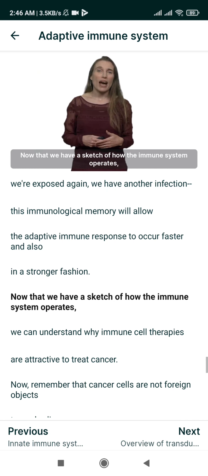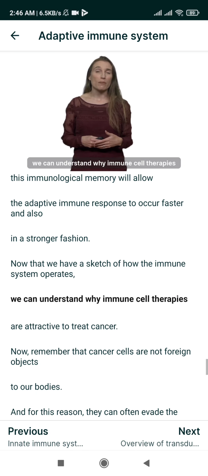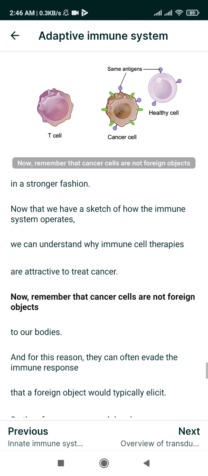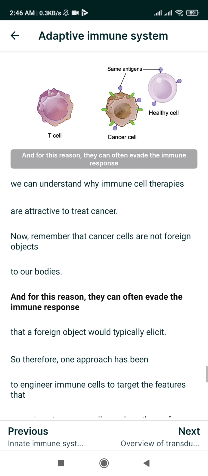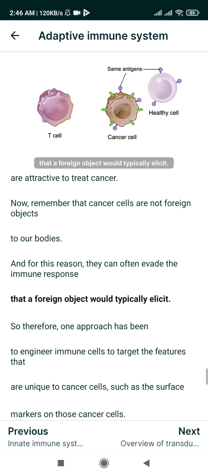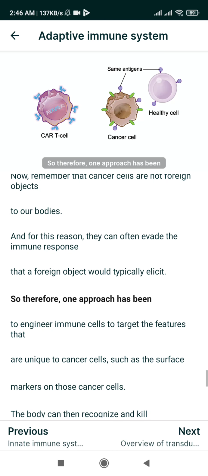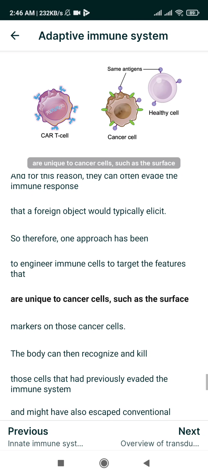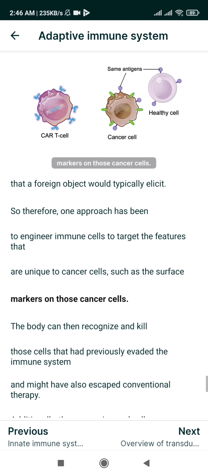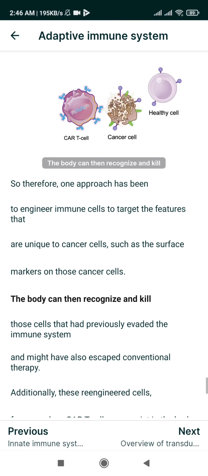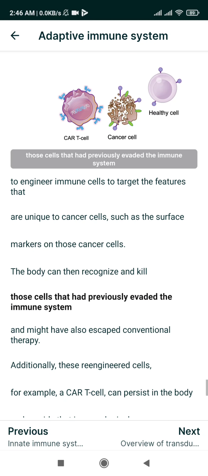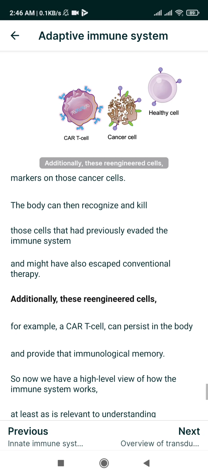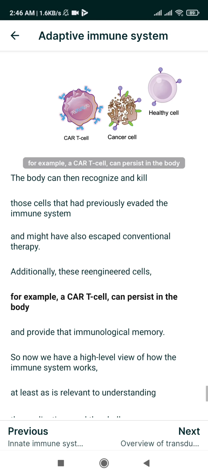Now that we have a sketch of how the immune system operates, we can understand why immune cell therapies are attractive to treat cancer. Now remember that cancer cells are not foreign objects to our bodies, and for this reason they can often evade the immune response that a foreign object would typically elicit. So therefore, one approach has been to engineer immune cells to target the features that are unique to cancer cells, such as the surface markers on those cancer cells. The body can then recognize and kill those cells that had previously evaded the immune system and might have also escaped conventional therapy.